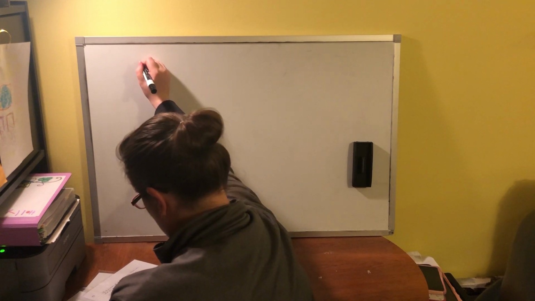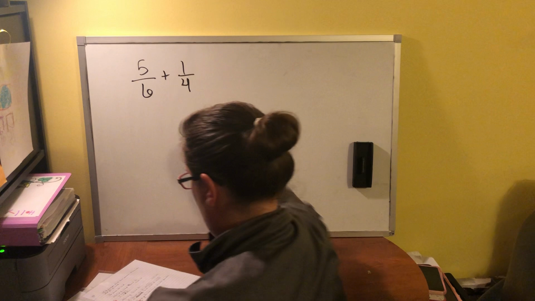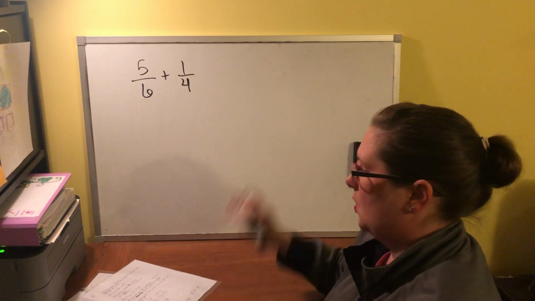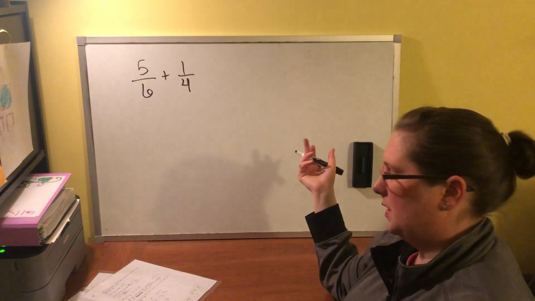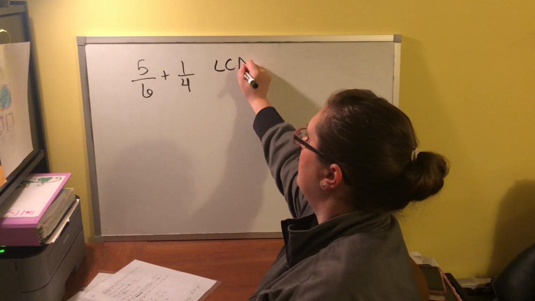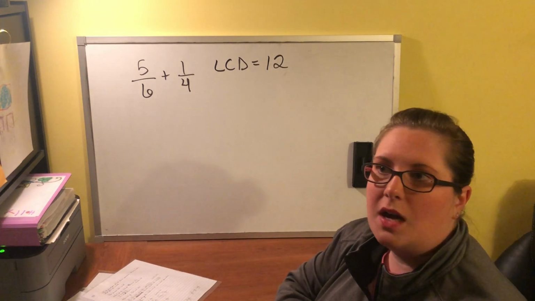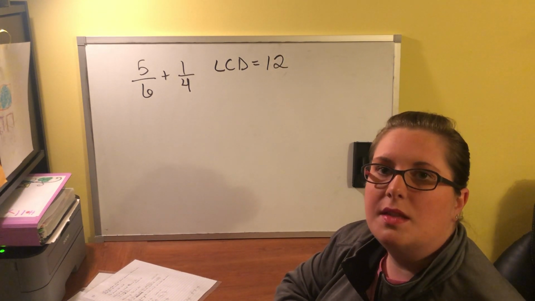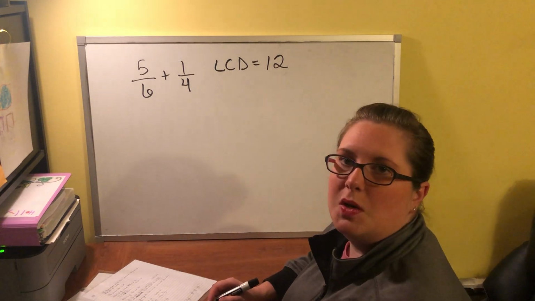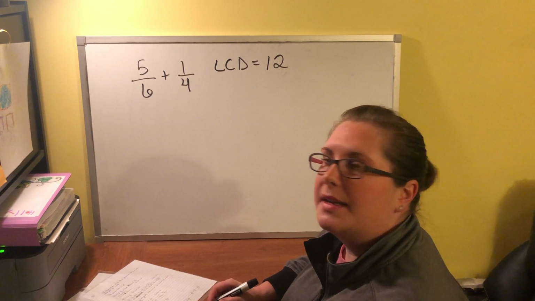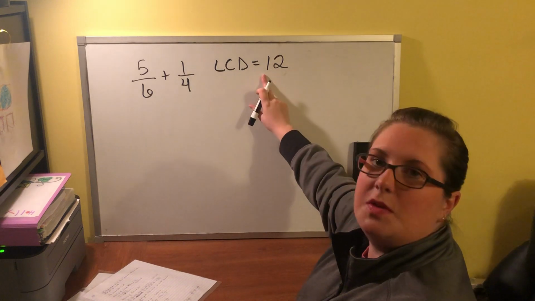Let's look at 5/6 plus 1/4. We just found the LCD for these two fractions, 5/6 and 1/4, and we discovered the least common denominator was 12. So we found that second piece of information that they told us before in the first section. Now we have to build equivalent fractions so that we can add, because right now we can't add. Denominators are different, they're 6 and 4. We need them to be 12.